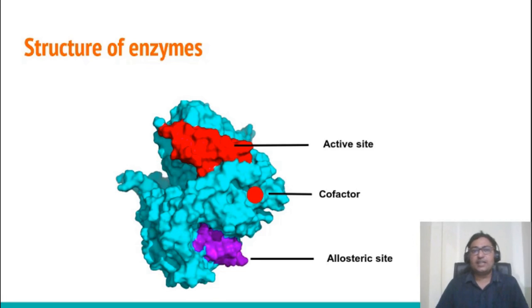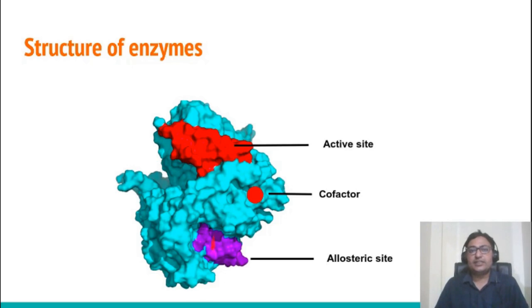Now every enzyme contains various sites. The first site or space contained by the enzyme is known as the active site. This is the active site, the site where the substrate molecule gets attached to be converted into the product. So the active site is the primary site of an enzyme which is involved in the catalytic reaction.